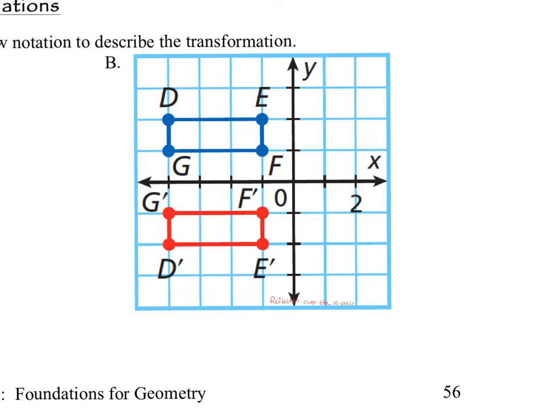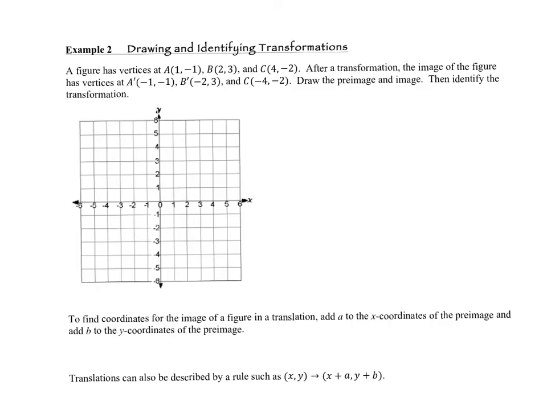And so rectangle D, E, F, G. We go in order. Once you pick a point, go in order. D, E, F, G maps to rectangle D prime, E prime, F prime, G prime.